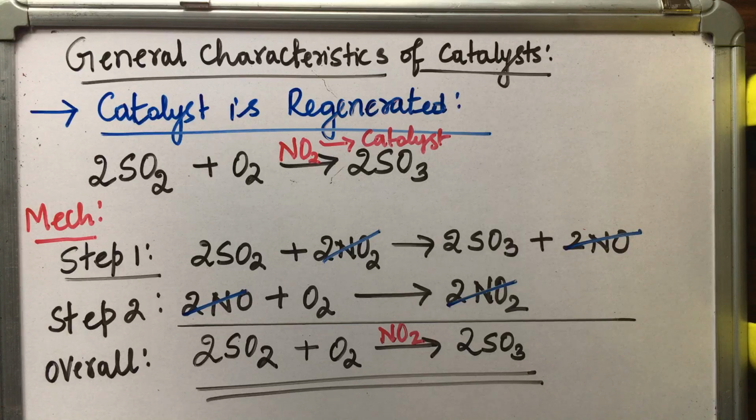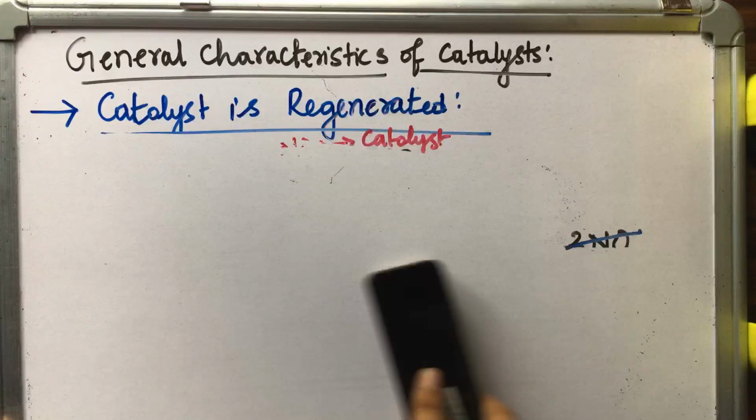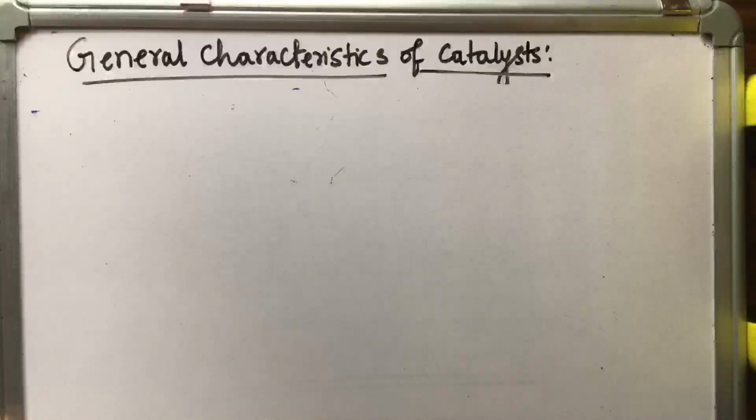Okay, students, I think you have noted down. Shall we go to the second property? First, what was the first property? Catalyst is regenerated during a reaction. It was the first characteristic property. Now let me teach you the second property.